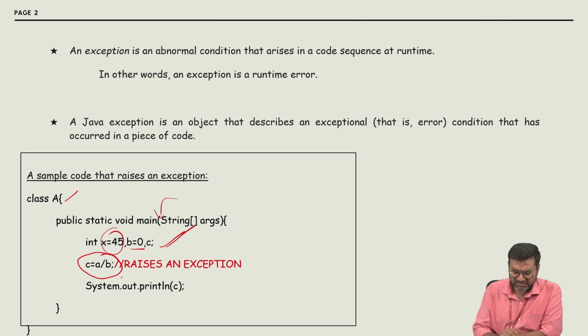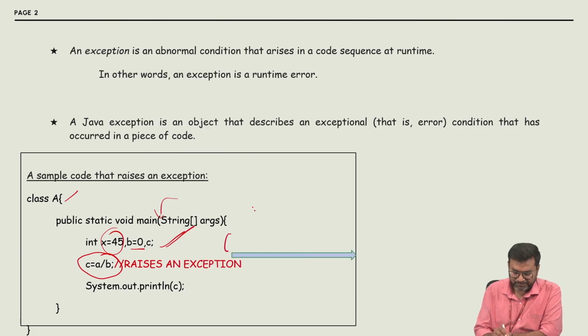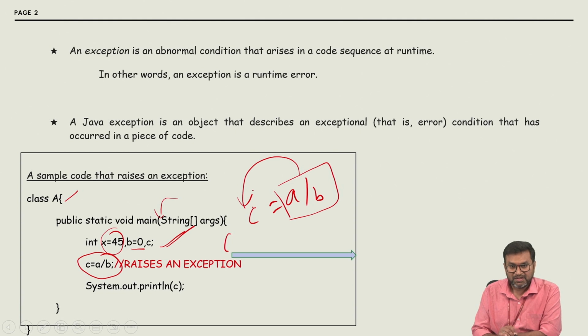But see, this is an assignment operator, C equal to A by B. We know that first the RHS is going to be evaluated, and the result is going to be assigned to C. So what is the expression on the RHS? A by B. What is the value of A? It's 45, divided by 0. So what is the value of something divided by 0? We cannot represent it as infinity. In the same way, JVM also cannot represent that value.